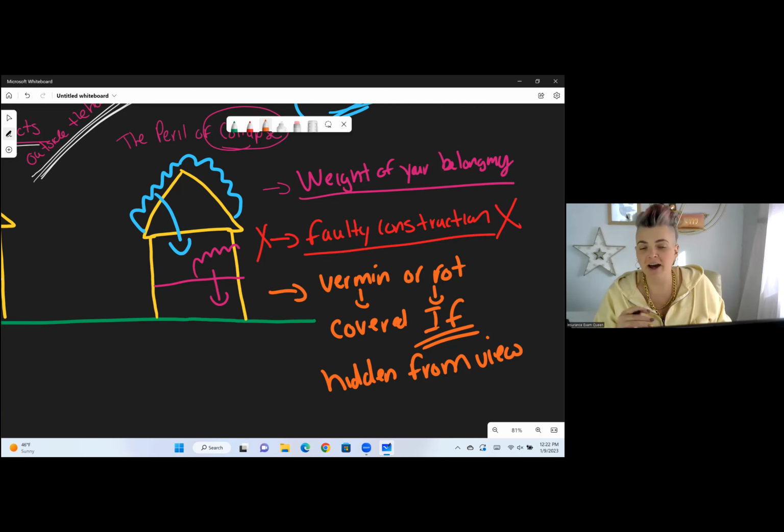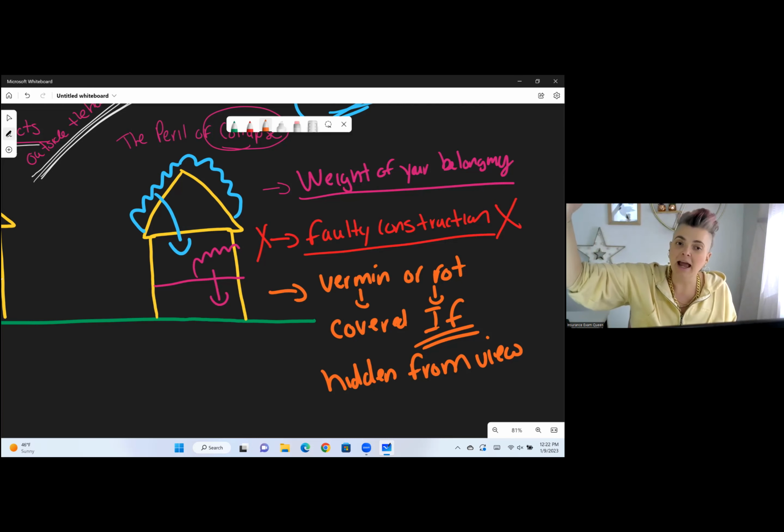Same with rot. If the house is rotting, the wood is rotting and it makes it fall. If you knew it was rotting, you needed to take care of it. That's part of being a homeowner. That's part of taking care of the house. But if you couldn't see it and there was no way for you to know that it was rotting, like maybe it was happening in the attic, you didn't see it, you were never up there, it's too small of a space, but it ends up rotting and collapsing. As long as it was hidden from view, then it would be covered under the peril of collapse.